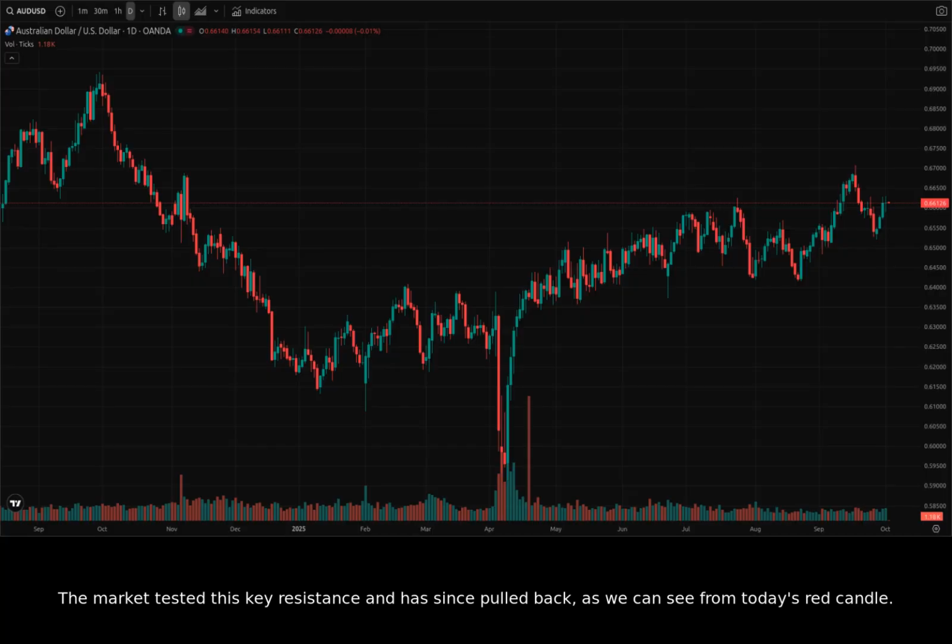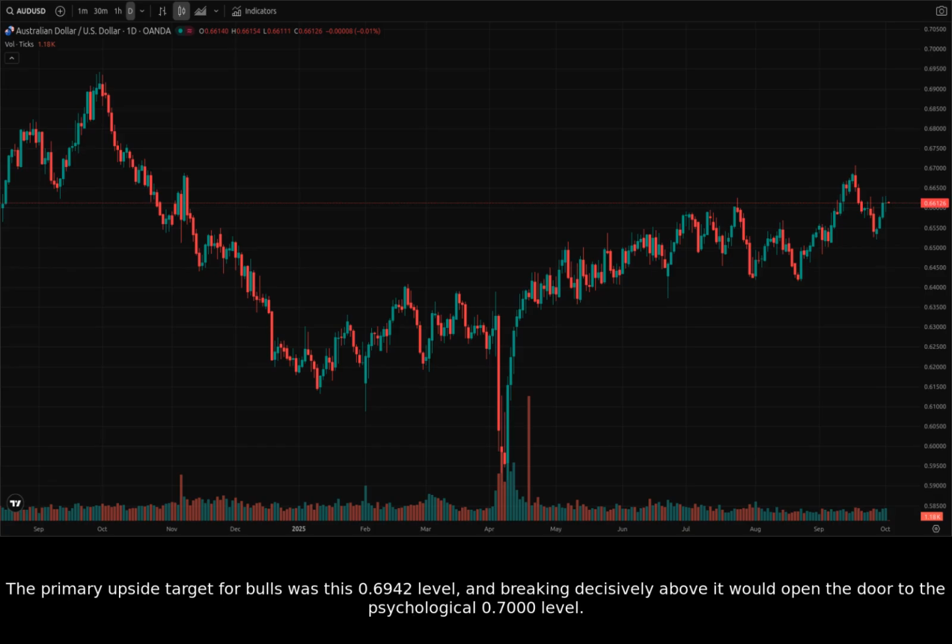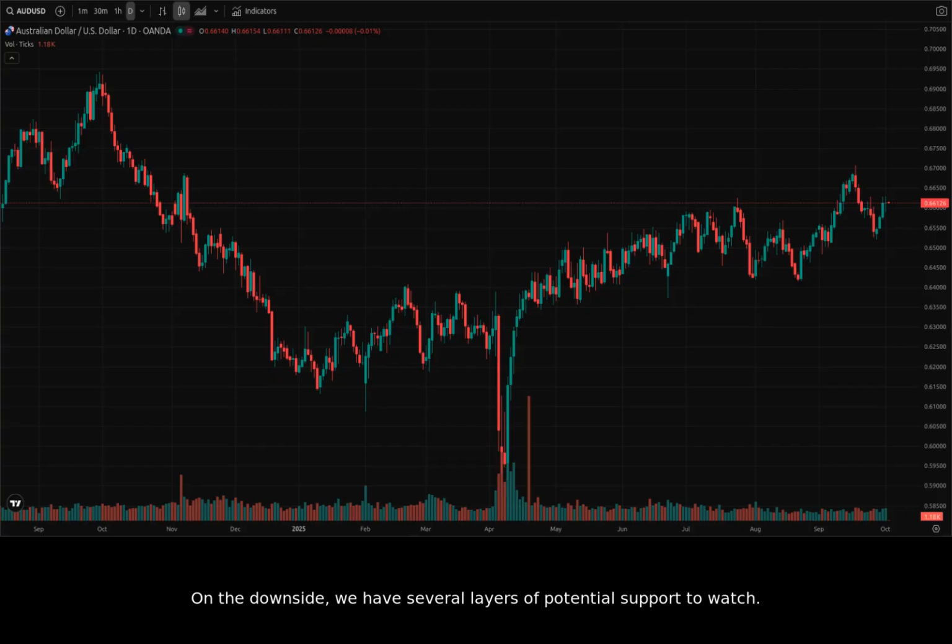The market tested this key resistance and has since pulled back, as we can see from today's red candle. This pullback could either be a healthy consolidation before the next leg up, or the beginning of a more substantial reversal. The primary upside target for bulls was this 0.6942 level, and breaking decisively above it would open the door to the psychological 0.7000 level. On the downside, we have several layers of potential support to watch.